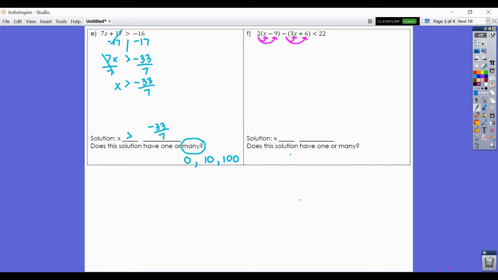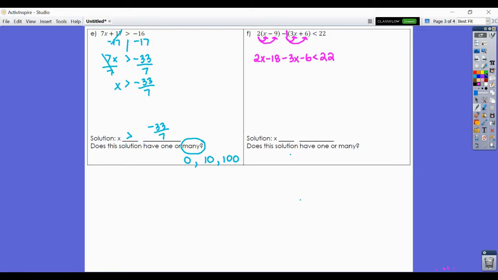There are 2 distributions needed. That is a negative 1 in front of the second parentheses. Think of that ninja negative 1 there. So this distribution gets me 2x minus 18 minus 3x minus 6 is less than 22.